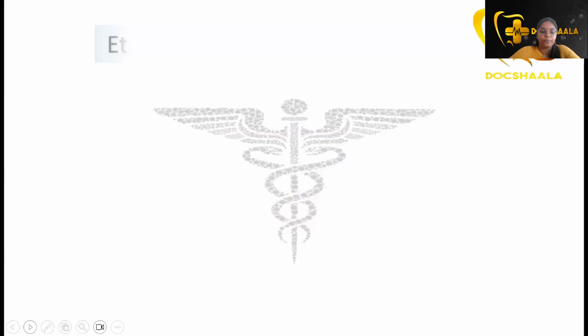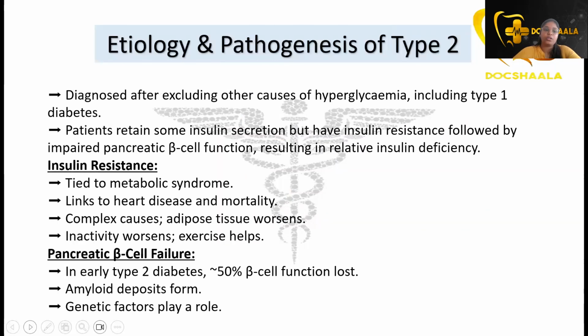Then, type 2. Type 2 is diagnosed after excluding other causes of hyperglycemia, including type 1 diabetes mellitus. The patient retains some insulin secretion but has insulin resistance, followed by impaired pancreatic beta cell function. Insulin is produced normally, but the patient has insulin resistance, followed by impaired pancreatic beta cell function, resulting in relative insulin deficiency. So why is he having an insulin resistance?